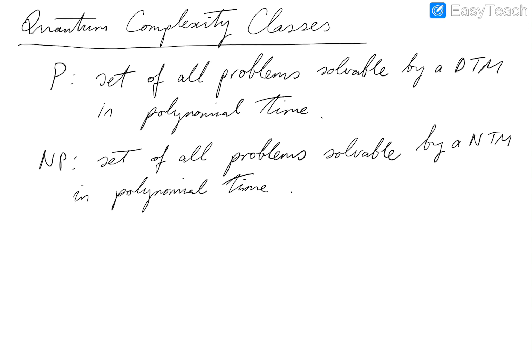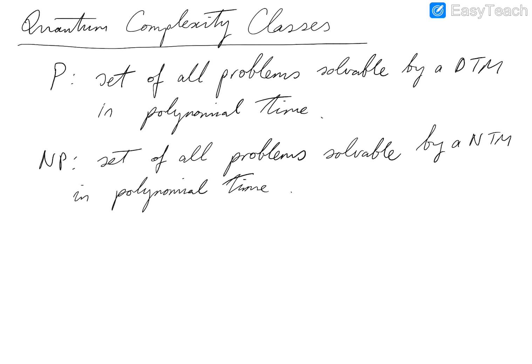So we already mentioned the classes P and NP. P is defined as the set of all problems solvable by deterministic Turing machines in polynomial time, and NP is the set of all problems solvable by non-deterministic Turing machines in polynomial time. The exact relationship between P and NP is unknown, and it's a famous open problem in mathematics and computer science. We know that P is a subset of NP, but we don't know if the other direction holds.